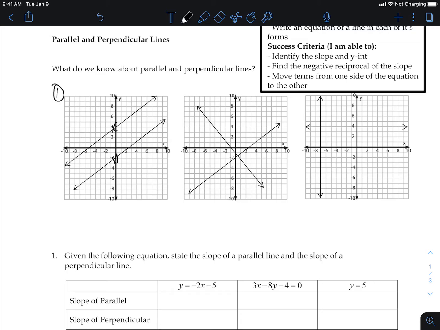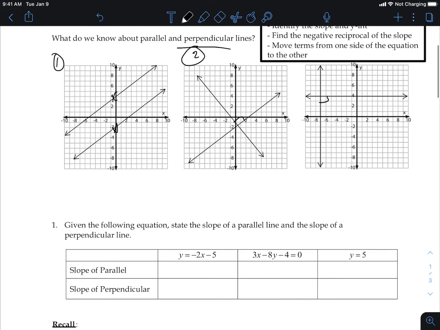Then in the second picture, we have an example of a perpendicular system of lines or equations. That's where the lines meet. The word perpendicular means where the lines meet at a 90-degree angle. And then the third one, they're just a horizontal and vertical line, so they obviously meet at 90 degrees. So they're also perpendicular. Any questions? That's what the word perpendicular means.